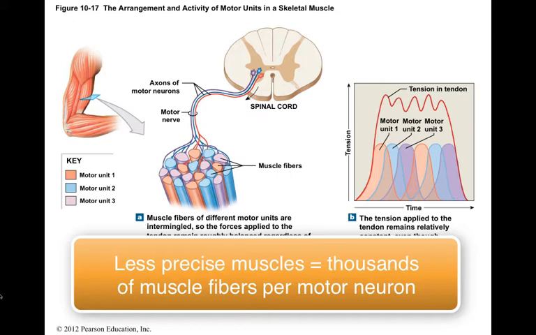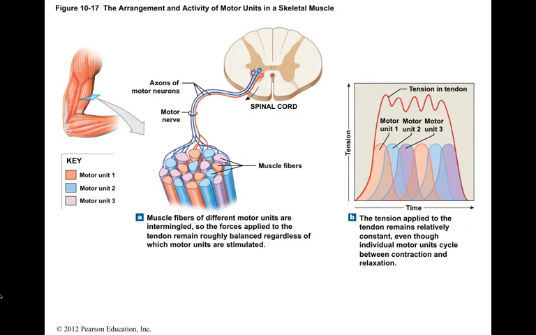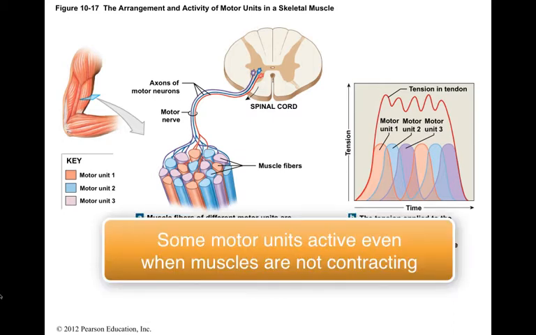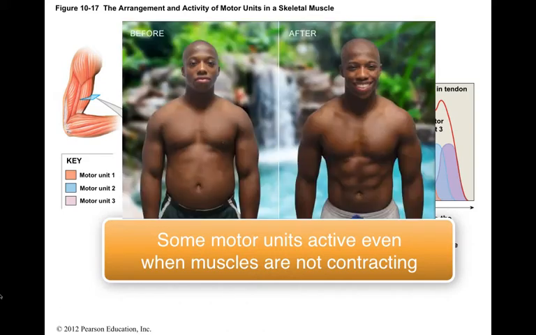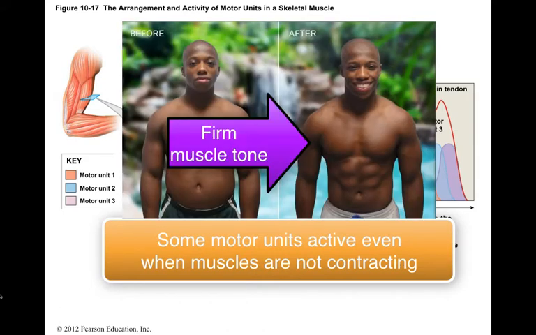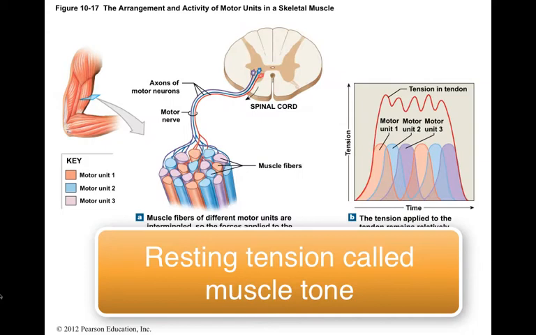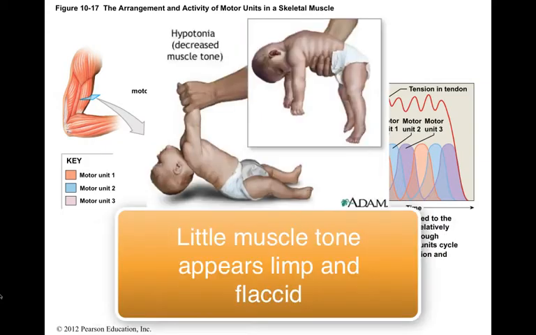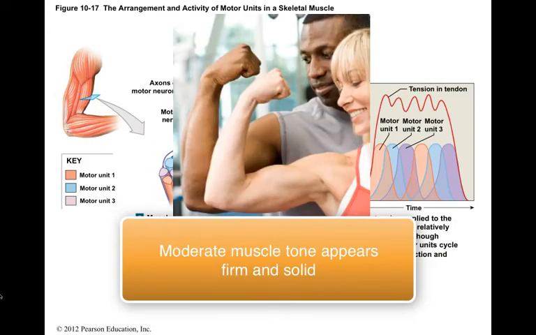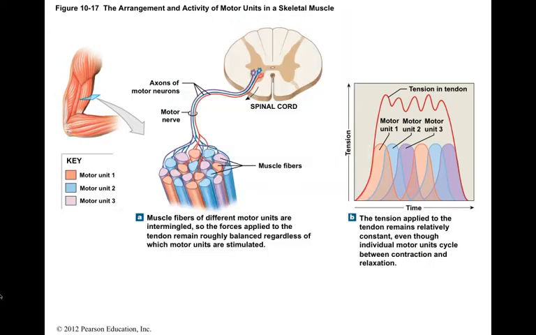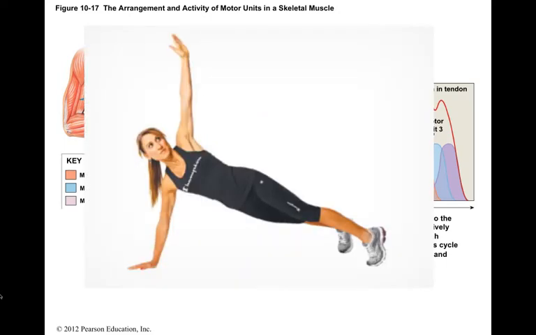to 2,000 muscle fibers. In any skeletal muscle, some motor units are always active even when the entire muscle is not contracting. Their contractions do not produce enough tension to cause movement, but they do tense and firm the muscle. This resting tension in a skeletal muscle is called muscle tone. A muscle with little muscle tone appears limp and flaccid, whereas one with moderate muscle tone is firm and solid. Resting muscle tone stabilizes the positions of bones and joints.